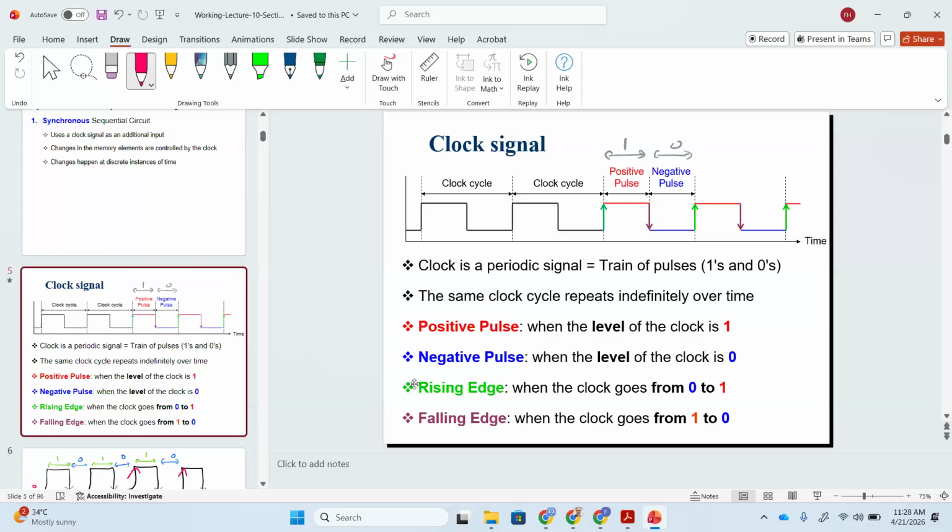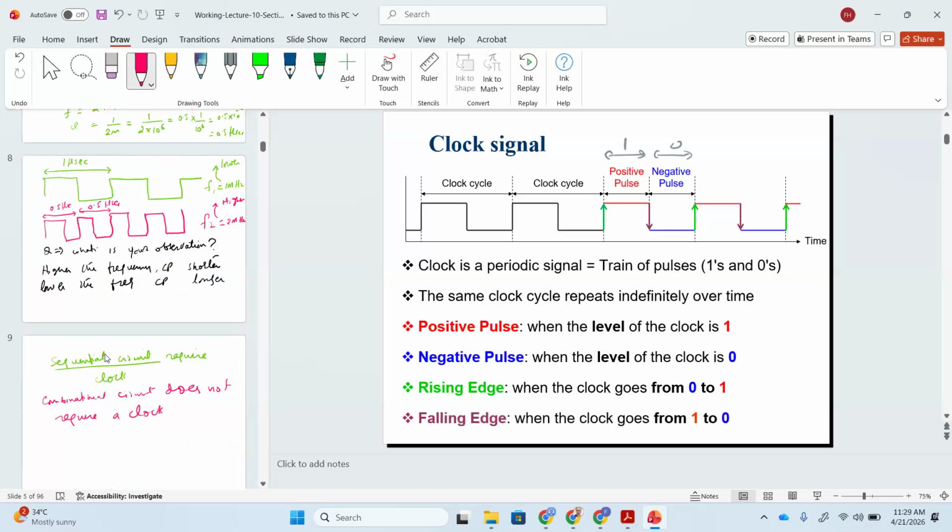There is a rising edge of the clock when the clock makes a transition from 0 to 1. This is the rising edge. Where is the falling edge of the clock? The falling edge is here, when the clock makes a transition from 1 to 0. Got it or not? So we have a positive pulse, which is 1, and a negative pulse, which is 0. This is how it works.